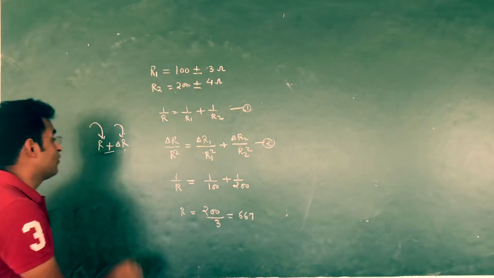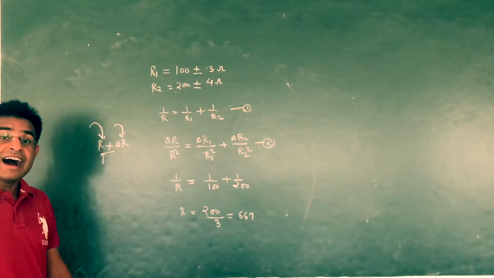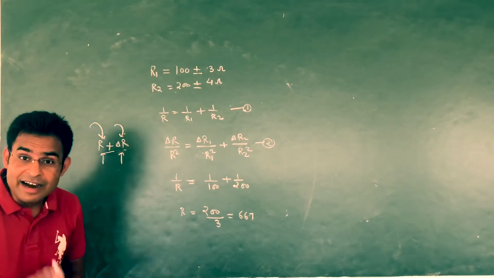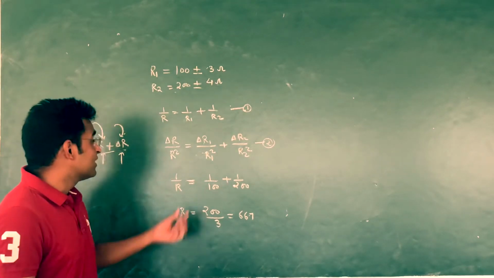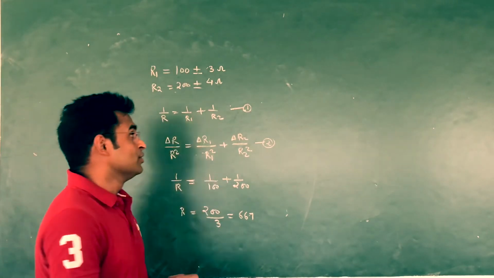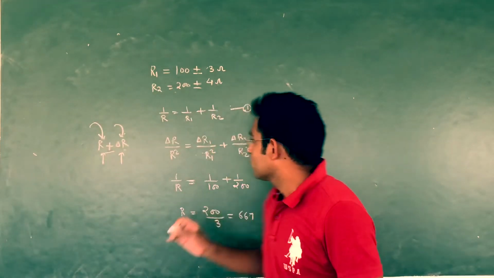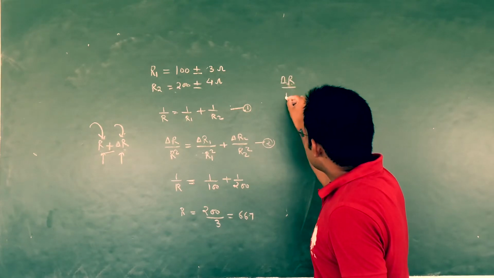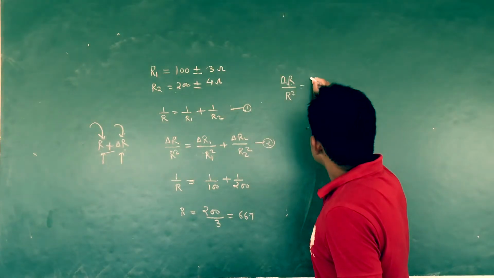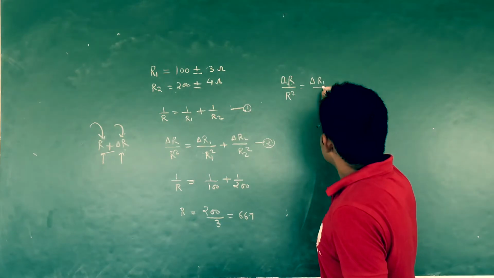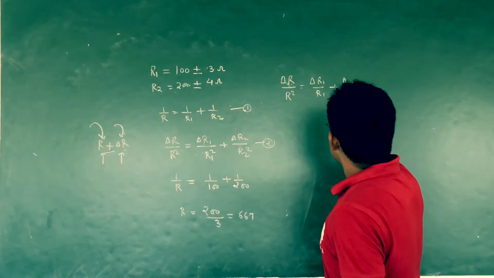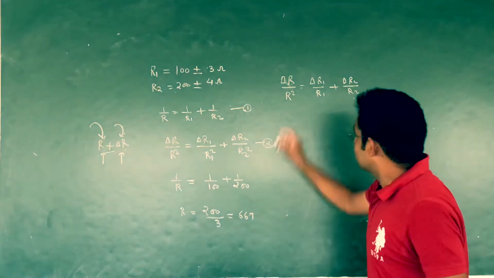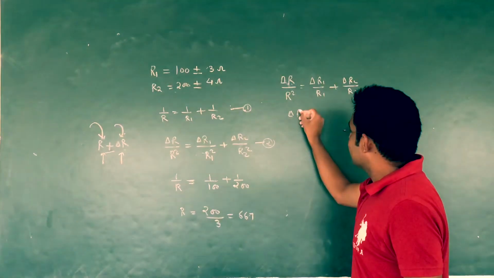Till now I got the value of R. What do I need? R plus minus delta R. It means R I got, but I need delta R as well. But how will I get delta R? Delta R I'll get using the second equation. So delta R by R squared is equal to delta R1 by R1 plus delta R2 divided by R2. So if I calculate this, delta R I want to calculate, and R is equal to how much?